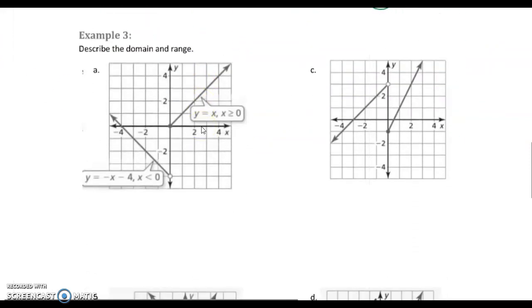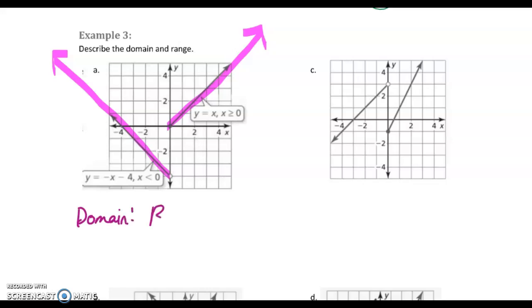Okay, so describing the domain and range, it's really similar to what we've been doing in the past. So let's just extend these on a little bit. All right, so if you look at the domain and range from left to right, it goes on forever to the left and forever to the right. So the domain, if it goes on forever both ways, is all real numbers.